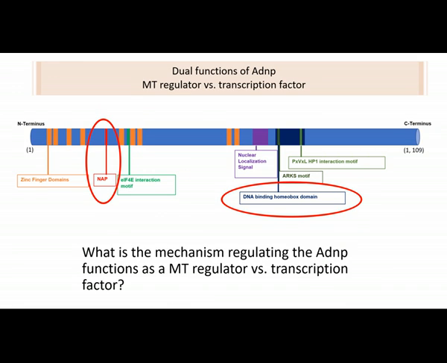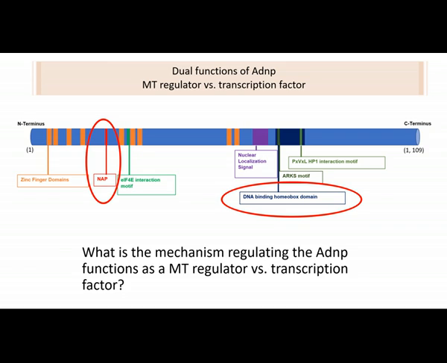Another interest about Admp functions is how the functions of Admp as a transcription factor and a microtubule regulator are regulated. It is known that these functional changes are related to neuronal differentiation. Also, the Admp localization changes from the nucleus to the cytoplasm during neuronal differentiation. In immature neurons, Admp is distributed in the nucleus. In mature neurons, Admp is distributed in the cytoplasm.